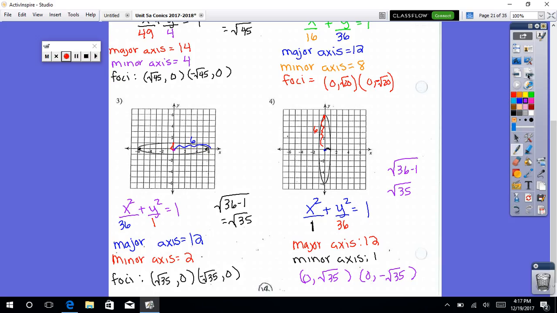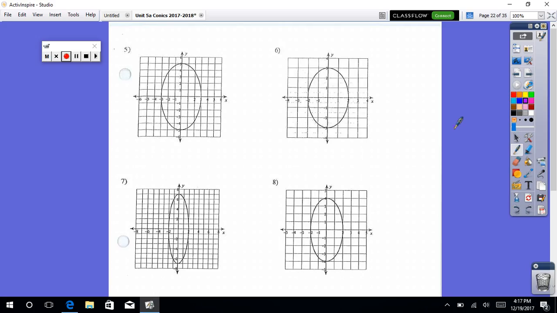Okay, flip it over. Okay, for these we're just gonna do the equation, and then I just want y'all to list the major and minor. I don't want you to worry about the foci right now. Okay, so I have my center right here. This one is a vertical. X squared plus y squared equals 1.